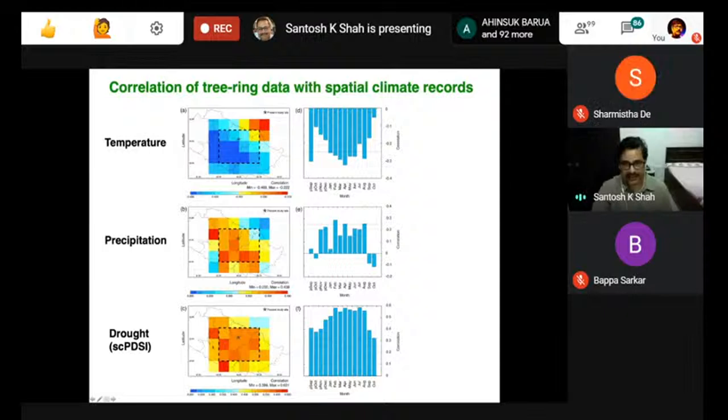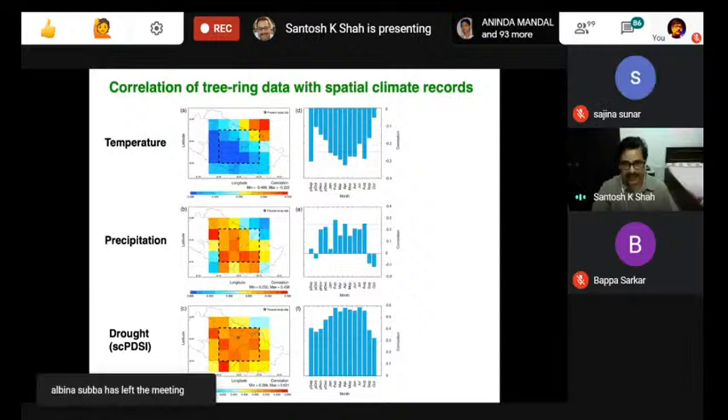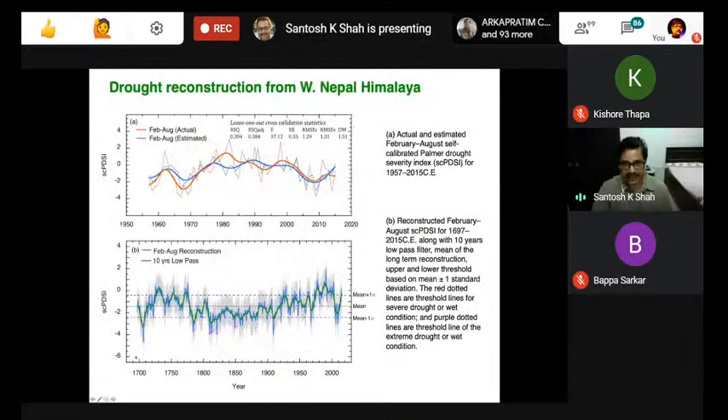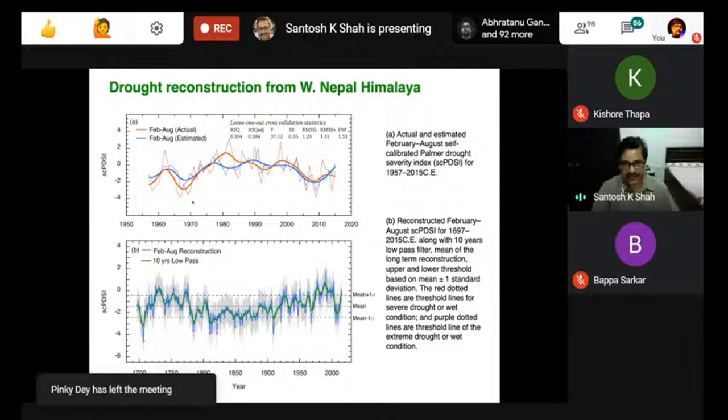That's why we again correlated with drought. So we got the positive result. That is, drought or the soil moisture is controlling the growth of this tree. That means we can reconstruct drought record up to 1700 AD. So these are the observed and estimated drought record for the instrumental period, and these are the reconstruction data.